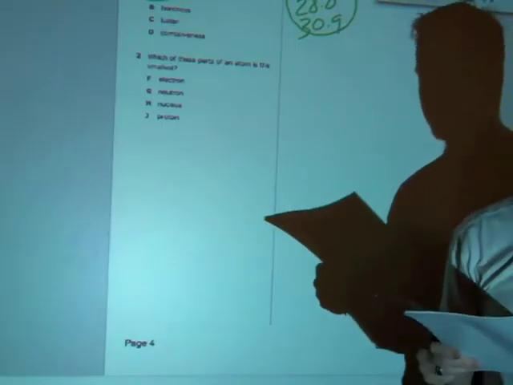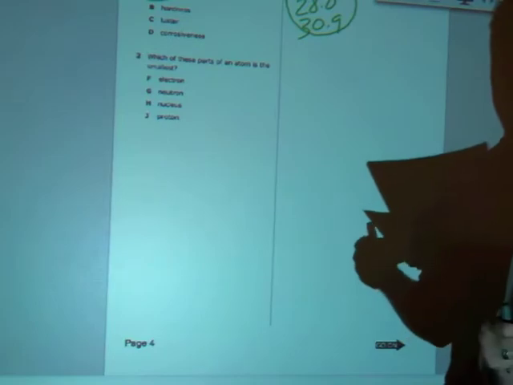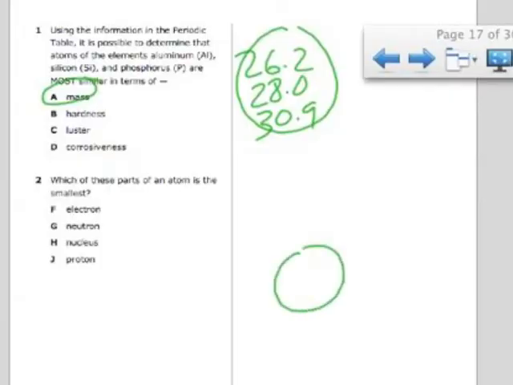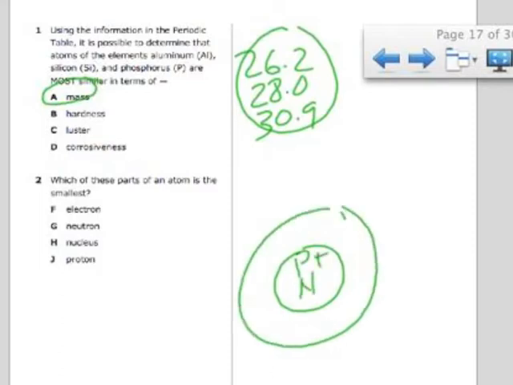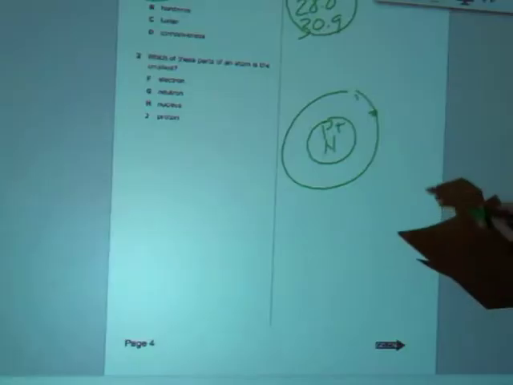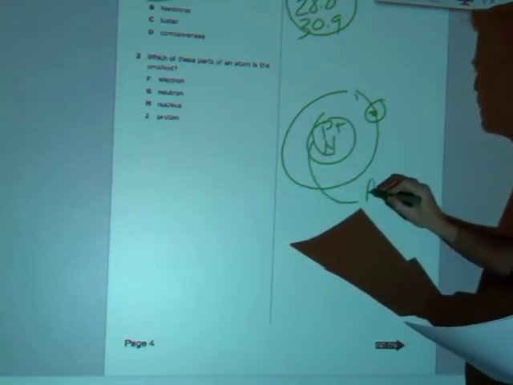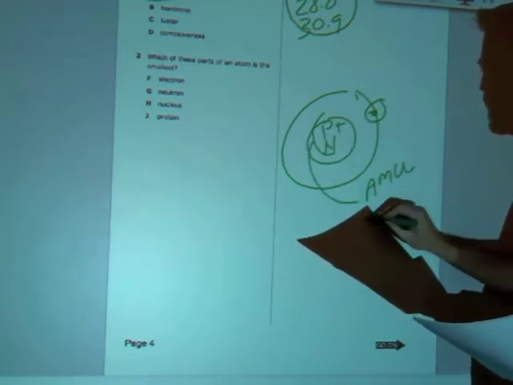Number two, which of these parts of an atom is the smallest? Here we have the nucleus with protons, neutrons, and electrons on the outside, right? What is the smallest portion of the subatomic particles? What is it, Blaine? The electrons are. If you remember, protons and neutrons are each one AMU. They're the same size.